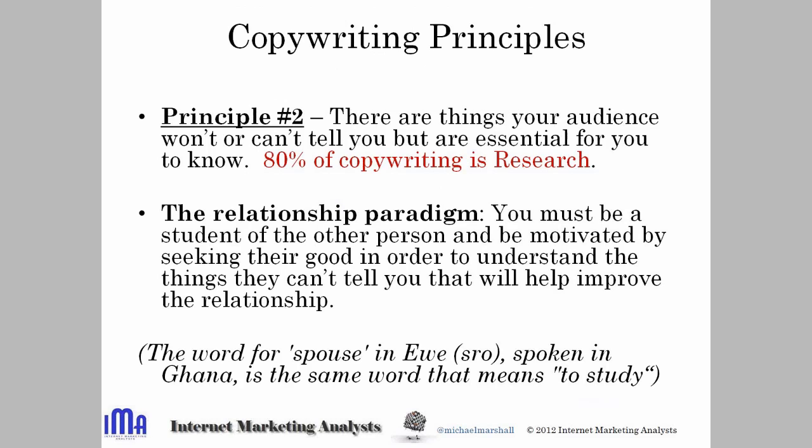I use a relationship paradigm here, and something that I learned when I took a preparation for marriage class was that you must be a student of the other person and be motivated by seeking their good in order to understand the things they can't tell you that will help improve the relationship. The interesting thing is in Ghana, there's a local language there. The word for spouse is actually the same word that means to study. And so you do need to study and research your audience before you write one single word to them.